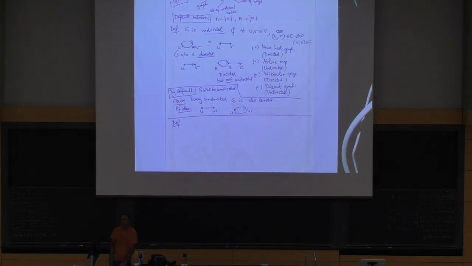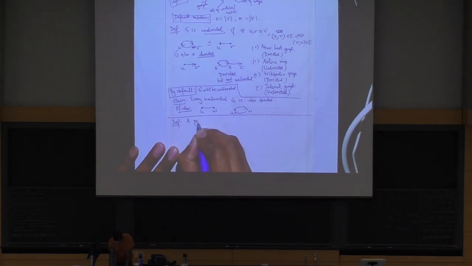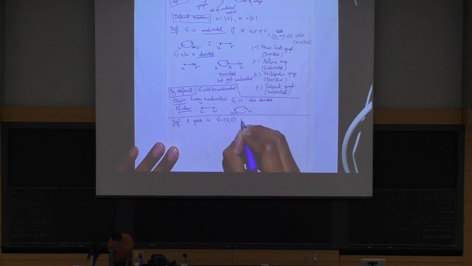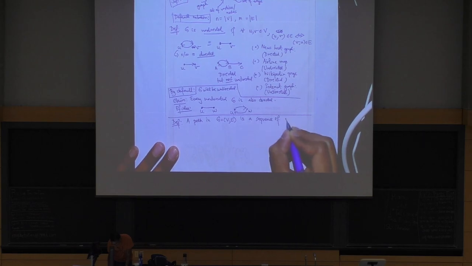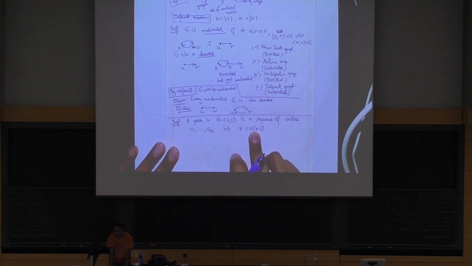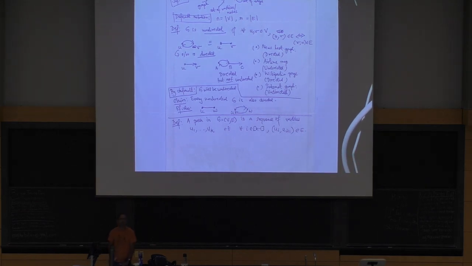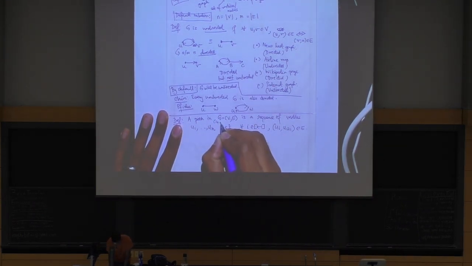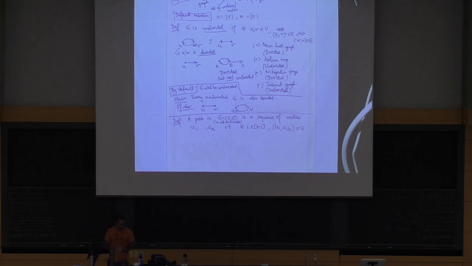So we move on to the next definition, which is the notion of a path. A path in a graph G is a sequence of vertices U1 up to UK such that for all i, remember the square bracket is shorthand for all the integers from 1 to this number. So this is saying for all integers between 1 and k minus 1, so basically all the first k minus 1 vertices, if you look at the ith vertex and the next one, that's an edge. Note that in this case, the definition works whether G is directed or not directed. It holds for both.